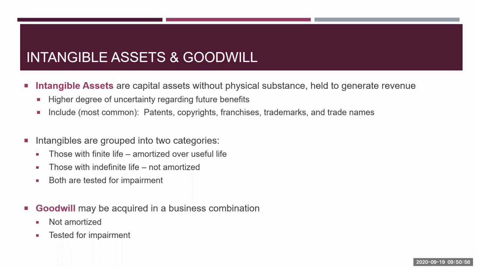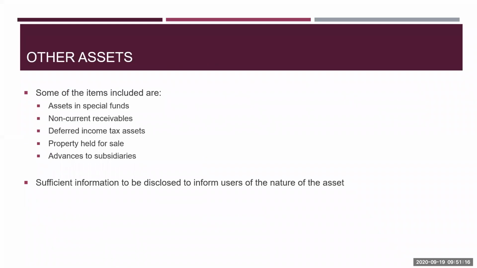So goodwill can only be recorded when a business combination happens. This will not be amortized because it doesn't have a finite life, but it will be checked for impairment. The other thing to keep in mind is that businesses cannot record internally generated goodwill on the books. Goodwill has to come from a business combination. Otherwise, you cannot take the internally generated goodwill on the books as an asset.